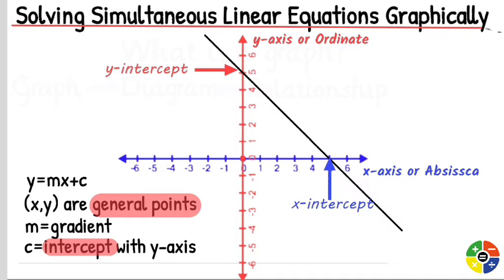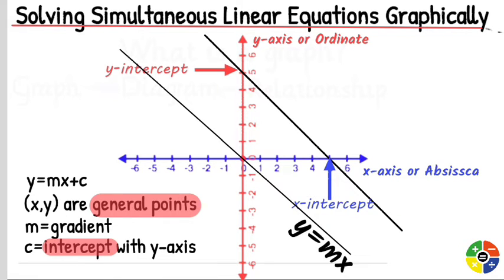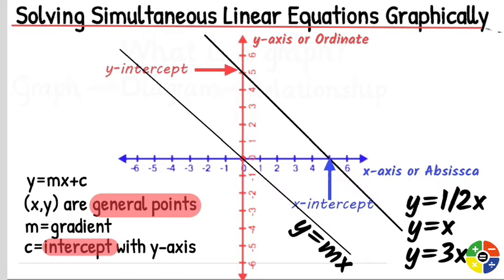For graphs with no intercept, they cut neither the x nor y axis and so pass through the origin. That is, from y = mx + c, the graph has no intercept with the y-axis, and so c is equal to 0, leading to y = mx. So graphs of the form y = mx pass through the origin. Examples of such graphs include y = x, y = 3x, y = half x, and so on.